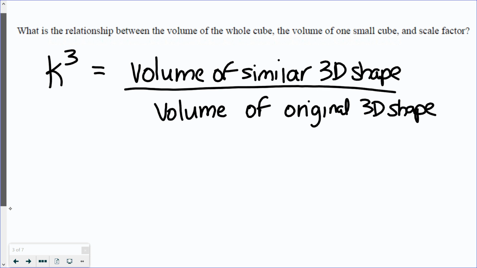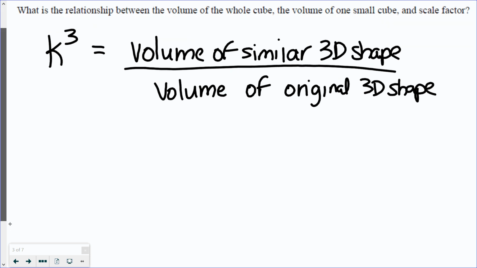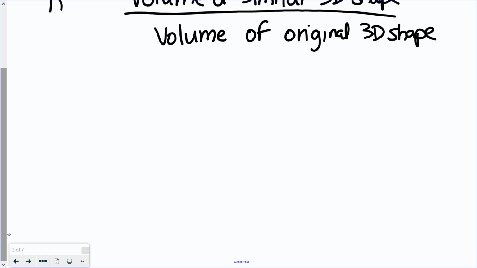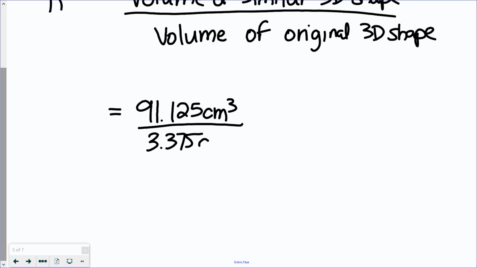This question is really just looking for that formula, but I want to use our Rubik's Cube example to show that piece of information. If we're calling our small cube the original and our big cube the similar one, we would take that 91.125, because that's the volume of our similar shape, and divide it by the volume of the original shape, 3.375 centimeters cubed. And again, that's going to give us our K cubed.